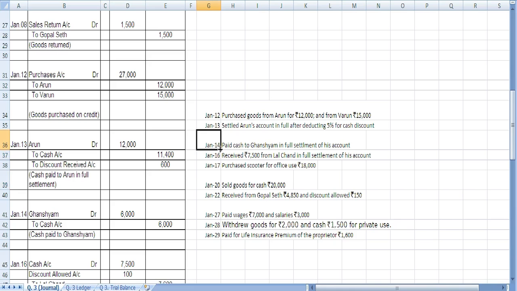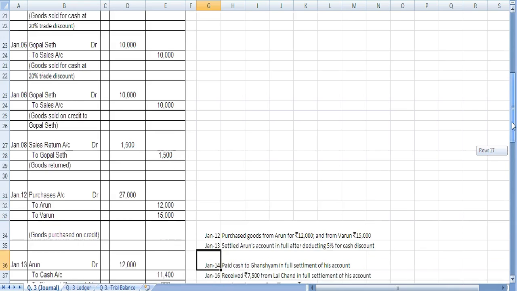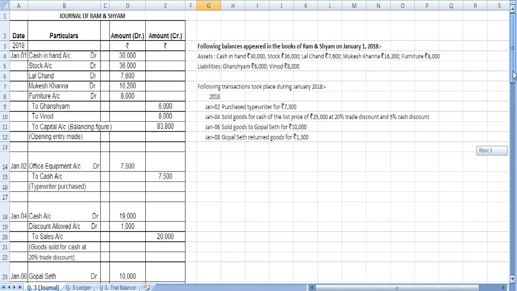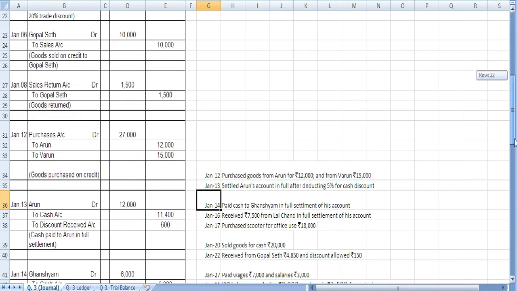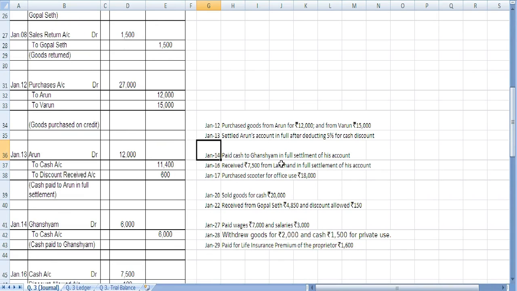Then January 14, cash paid to Ghanshyam in full, settlement of his account. Okay, now let us check how much. Now Ghanshyam was also our creditor, so how much we were supposed to pay to Ghanshyam? We were supposed to pay 6,000. Okay, and now we are settling with Ghanshyam. So here on January 14, it says paid cash to Ghanshyam in full, settlement. Ghanshyam is the receiver. To cash goes out 6,000, 6,000 cash paid to Ghanshyam.